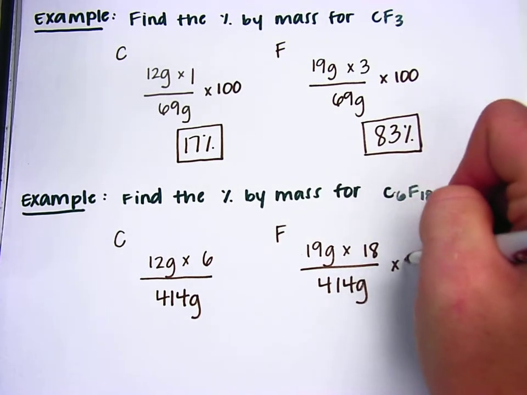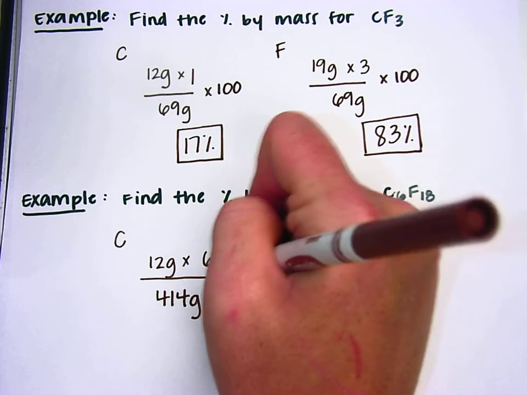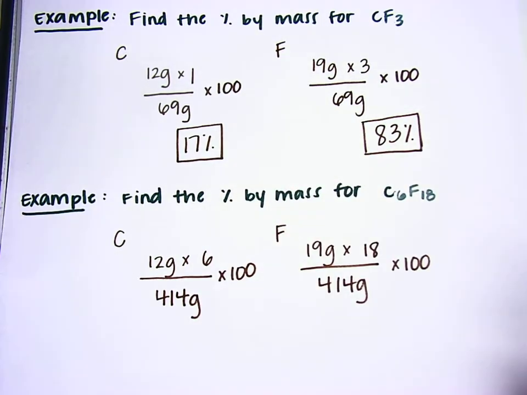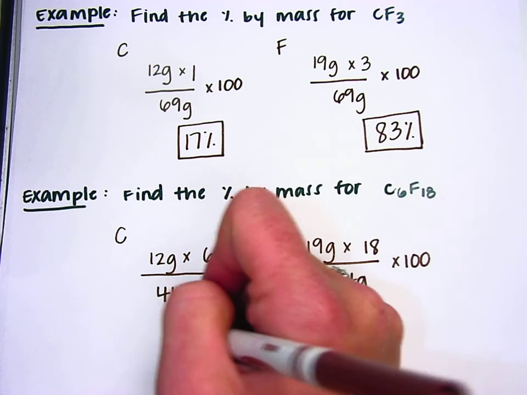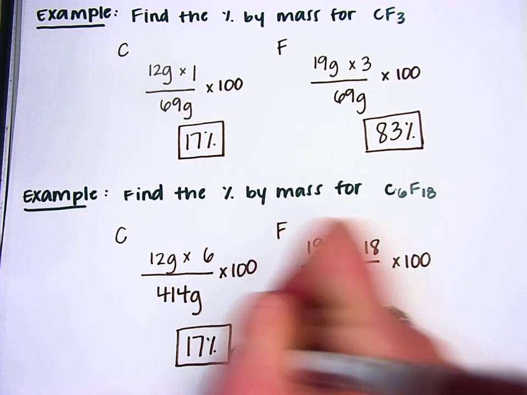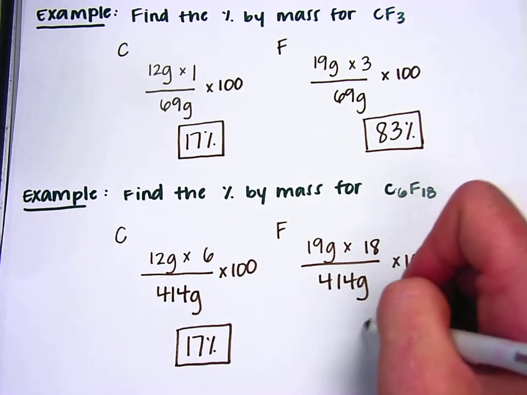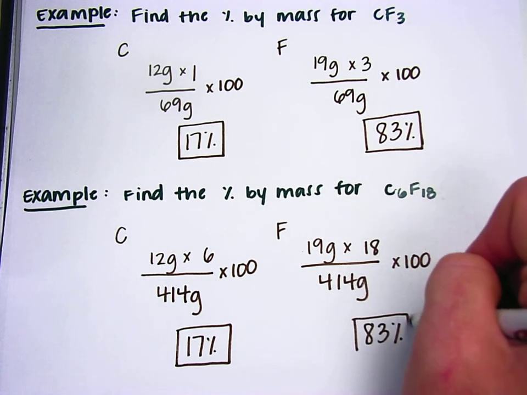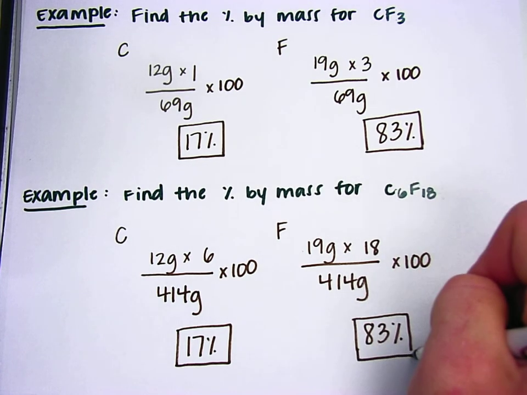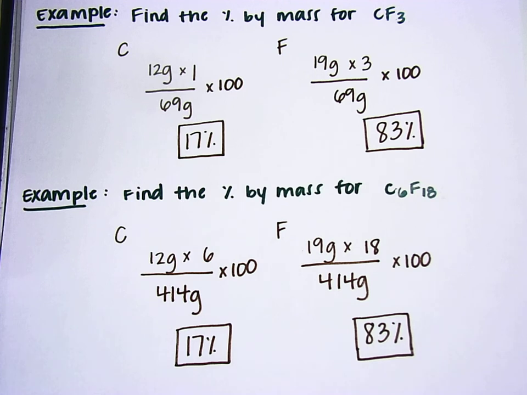Then you'll multiply both those numbers times 100. And for carbon, you should get 17%. And for fluorine, you should get 83%. So the percents for these two formulas were the same, which brings up our next topic, which is empirical and molecular formula.